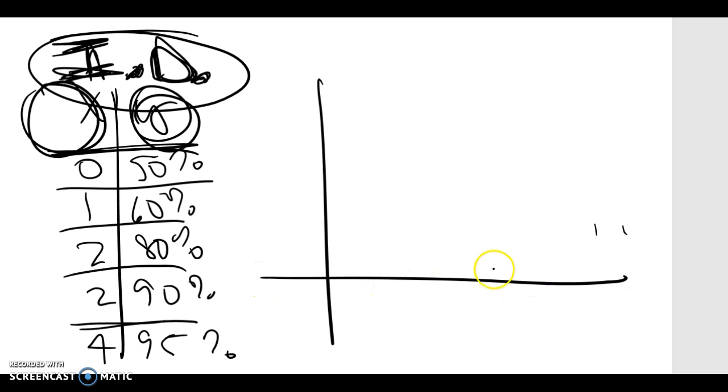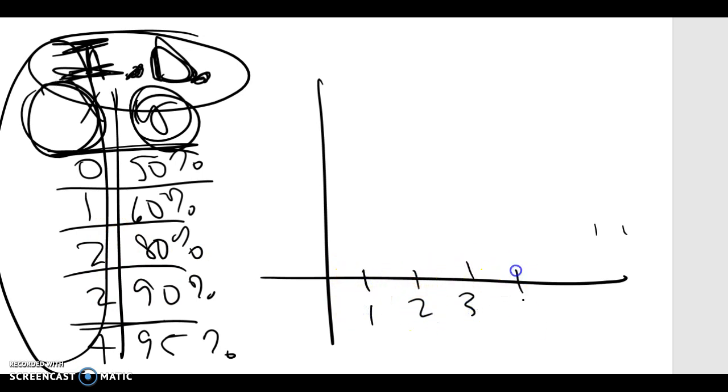Well, I need consistent units, but your independent variable is always your x. Now, these numbers are not that big, so I would go by one. So 1 hour, 2 hours, 3 hours, 4 hours, 5 hours, and again, this is hours. And there's no need to use a zigzag thing because I have consistent units.